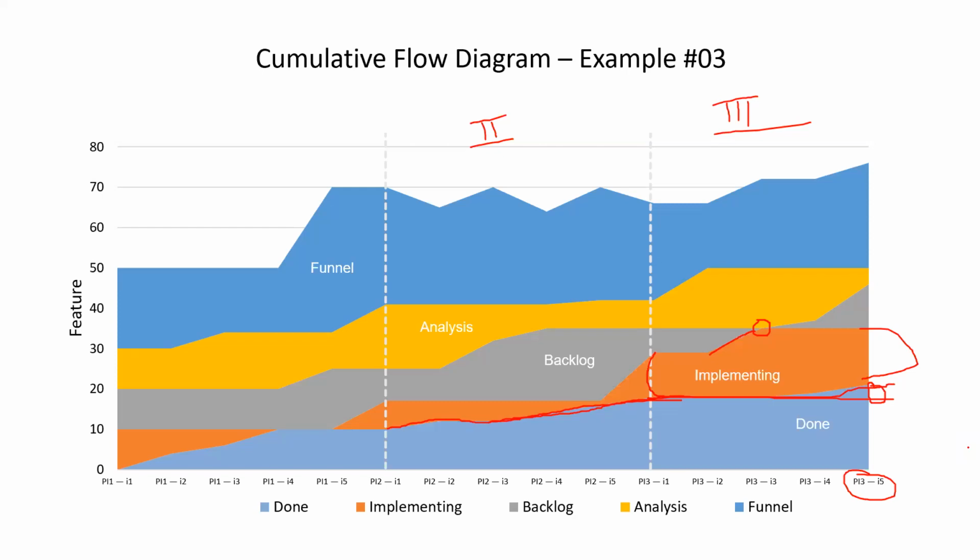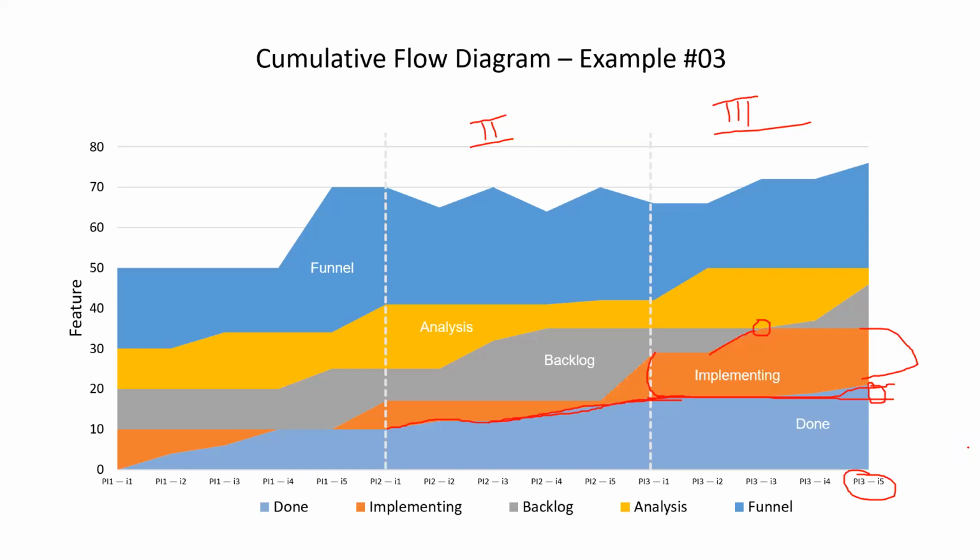First, let's focus on how we can reduce the load on the implementing stage. What is to be done there? It's not just moving from funnel to analysis, that won't help. We need to reduce the load on the implementing stage as well. Otherwise, the implementing line might still continue like that.